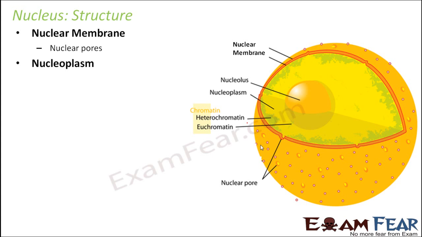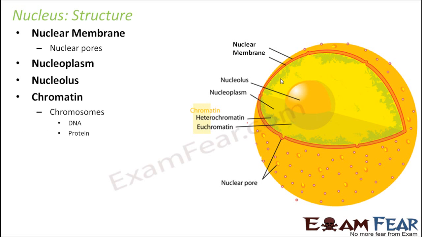Nucleoplasm. The way the fluid-like material present inside a cell is called cytoplasm, similarly the fluid-like material, or the matrix, present inside the nucleus is nothing but nucleoplasm. So this yellow colored fluid is nucleoplasm. Nucleolus. Even inside the nucleus you have a rounded region which is very dense and which is seen as a dark spot. That dark stained region is known as nucleolus. So this portion is nucleolus.